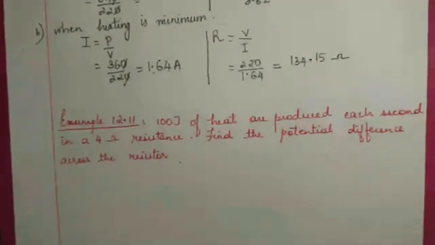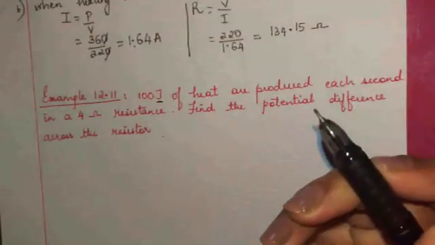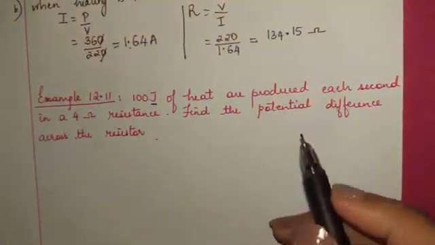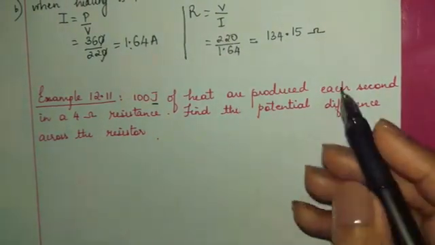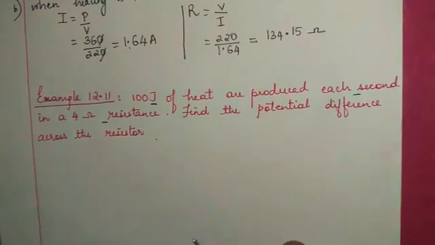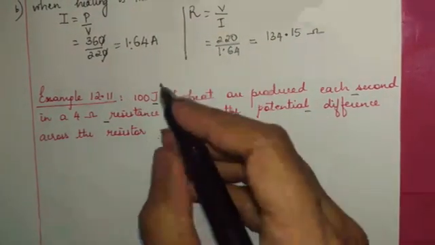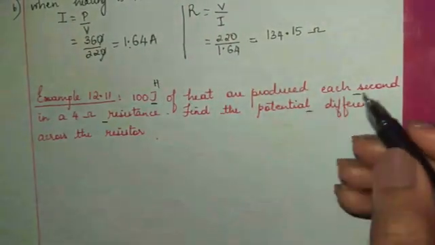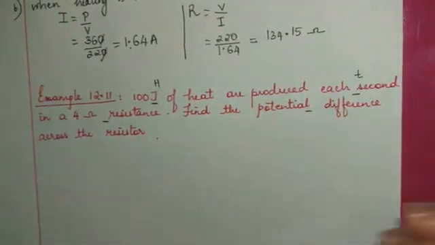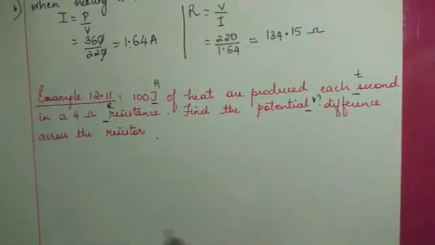Example 12.11. 100 joules of heat, that means you are given 100 joules of heat are produced in each second, you are given time, in a 4 ohm resistance. You are given resistance. You have to find the potential difference.